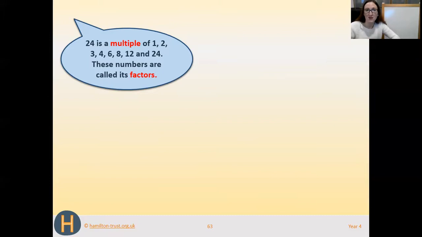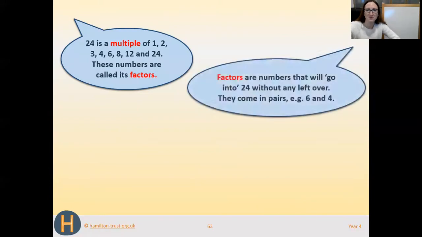These numbers are called the factors. And just like we said before, these are numbers that will go into 24 without anything left over. They fit in perfectly, and usually they come in pairs, which we call factor pairs.